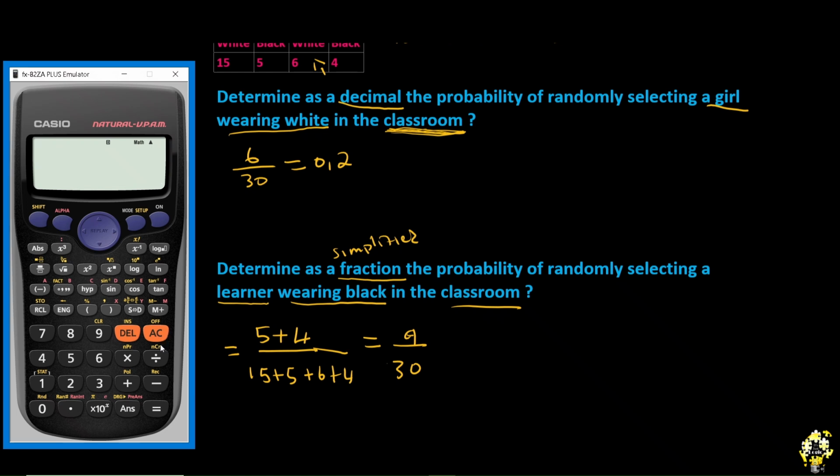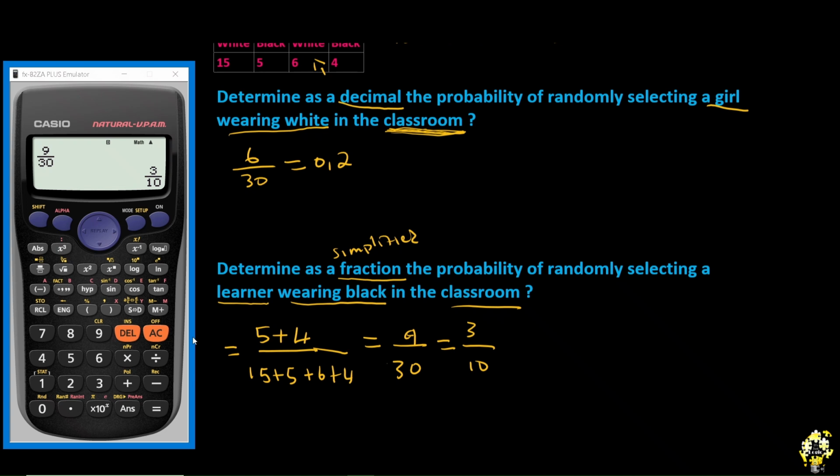Now let's see if this can be simplified. 9 over 30, can it be simplified? Yes, it can be simplified. This is the simplified fraction: it's 3 over 10. The calculator is the one that is supposed to simplify it for you. Just insert the numbers in the calculator, 9 over 30.